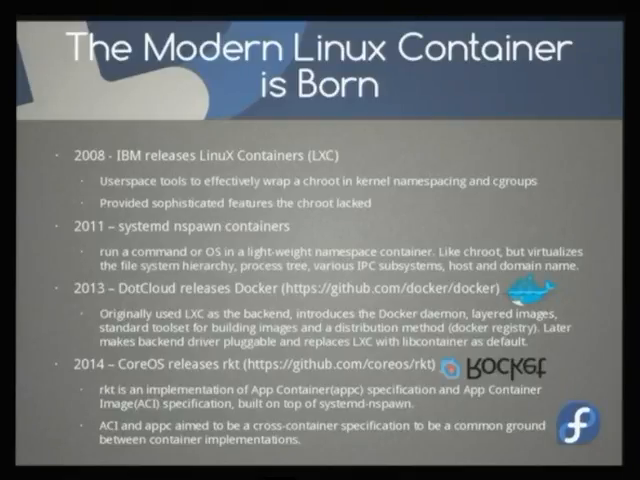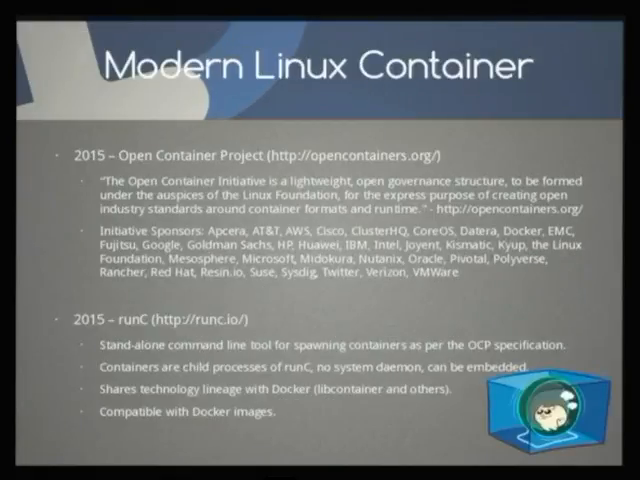In 2014, CoreOS released Rocket. It's rkt. Rocket is an implementation of a container specification. They came with a specification for what a container should look like, and also a specification for what an image should look like. And then Rocket was their reference implementation of that. There's been a lot of discussion out in the community to try and standardize on what all this means. So in 2015, the Open Container Project was launched.